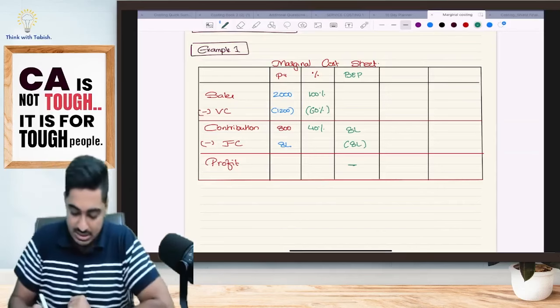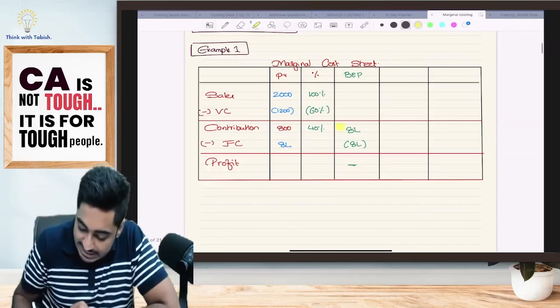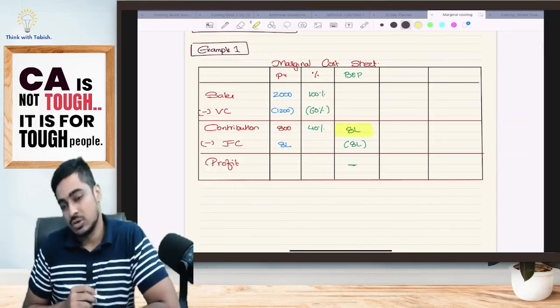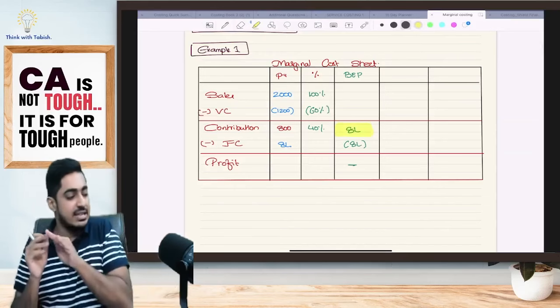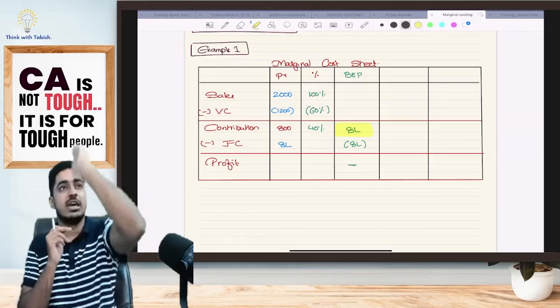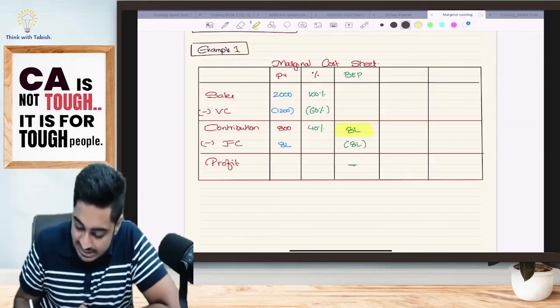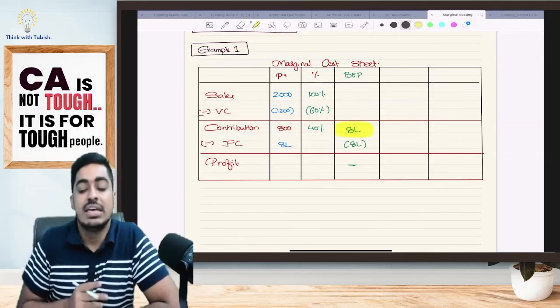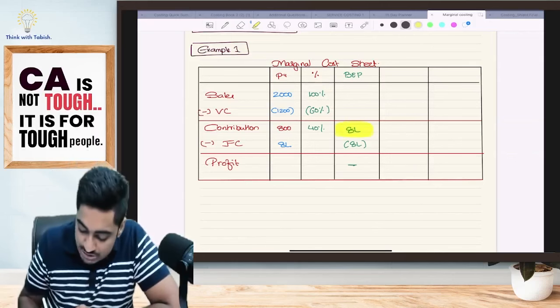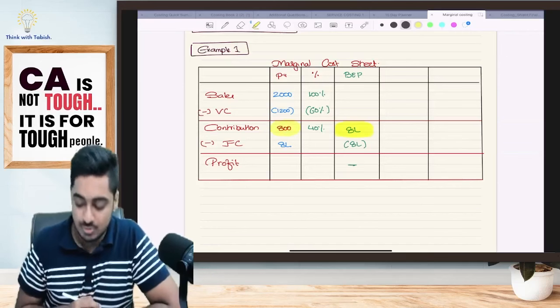Okay. So I want total 8 lakh cash, 8 lakh contribution. Your data is there either on your left, right, above, below. One of the 4 places you will find data. Pay attention. 8 lakh total contribution I want. If I sell one watch, how much contribution am I getting? Sir, if I sell one watch, 800 contribution I'm getting.